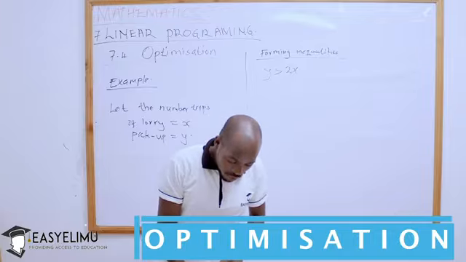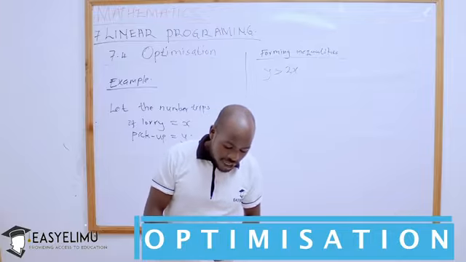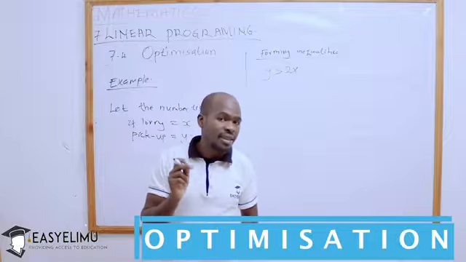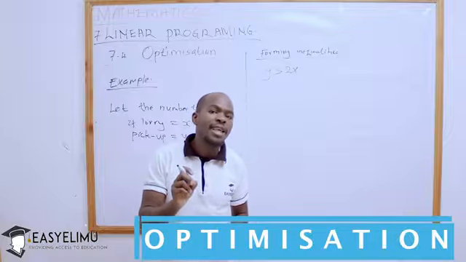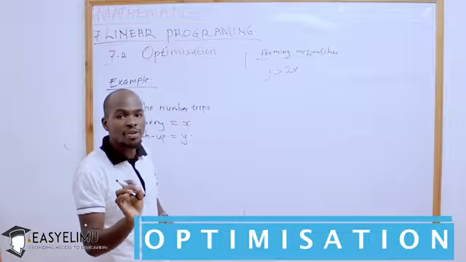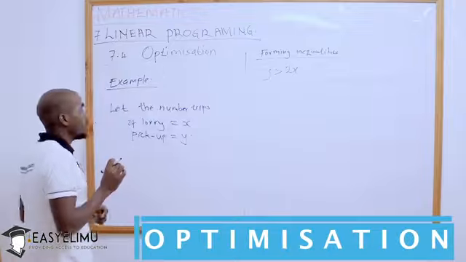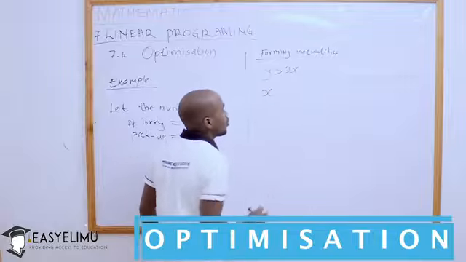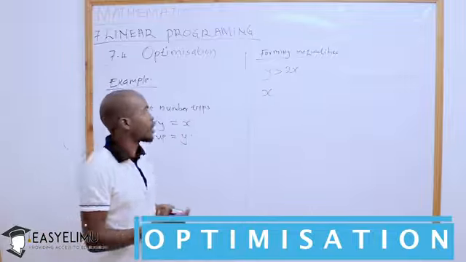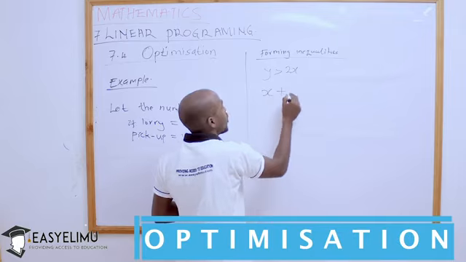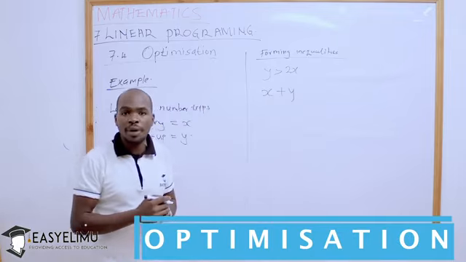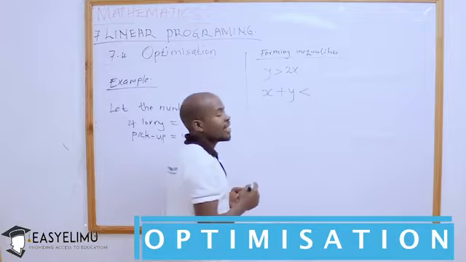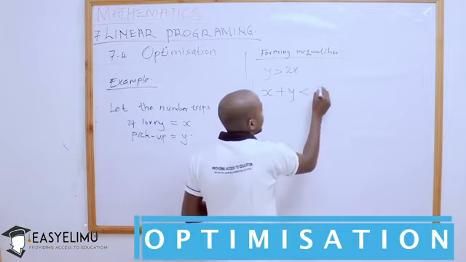From the question again, we have been told that the total number of trips has to be less than 30. It means it is either 29 and below. So if we take the total number of trips that the lorry makes, and add to that the total number of trips that the pickup makes, then we must get less than 30 trips.